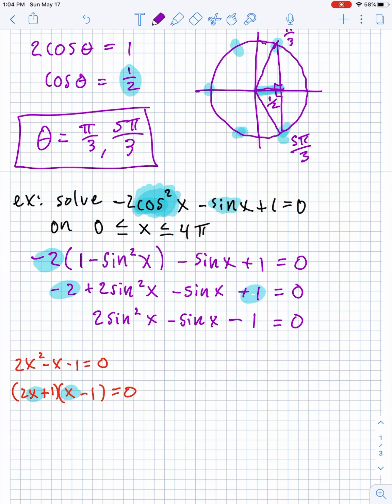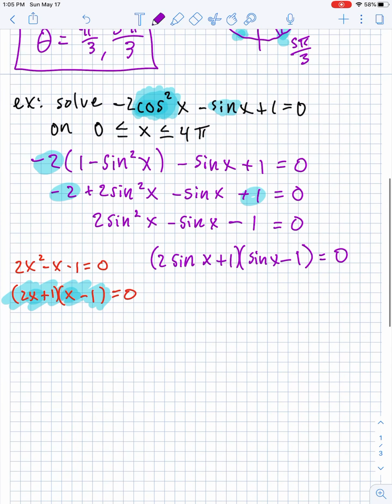So this factors into 2 sine x plus 1 times sine x minus 1 is equal to 0. Do you see how that's the same as this over here, but I replaced the x's with the sines? So we factored it. Now, normally, if you were solving this factoring problem, you would set both of those equal to 0. And that's exactly what we do here.